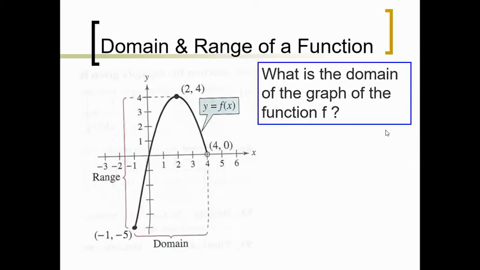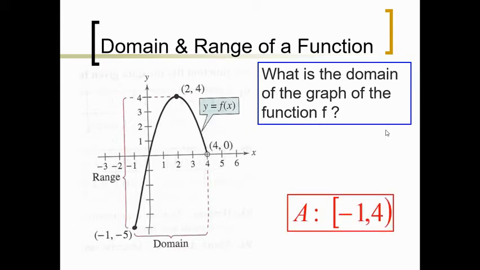Domain and range of a function. What is the domain of this graph? We can see that this is part of a parabola. If you look at it on the left side, you can see you have a solid colored dot that's going to be inclusive at the point -1, -5, and it goes to the other point, which is open for 0. So your domain is going to be the x values of those 2 points.